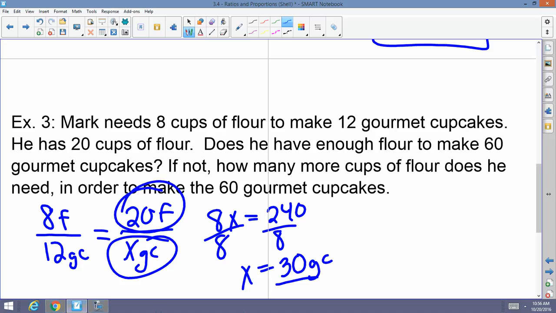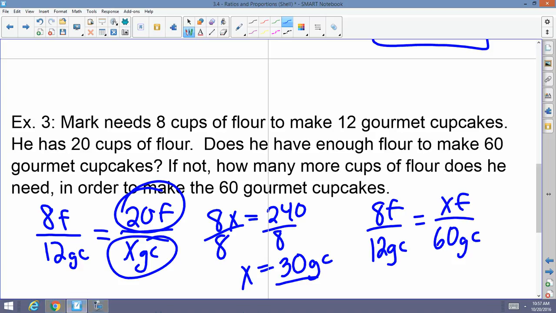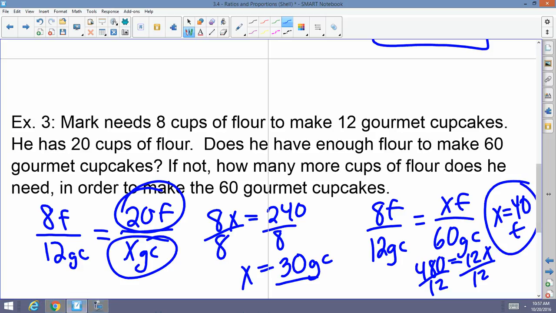Or you could look at it like this, guys. 8 cups of flour gives you 12 gourmet cupcakes. How many cups of flour will give you 60 gourmet cupcakes? You could do it that way too, right? And then you're going to get 480 equals 12x, divided by 12. So x would equal 40 cups of flour. So you need 40 in total. You only have 20. So at the end of the day, I need 20 more cups of flour. So there's 2 ways to skin that cat.